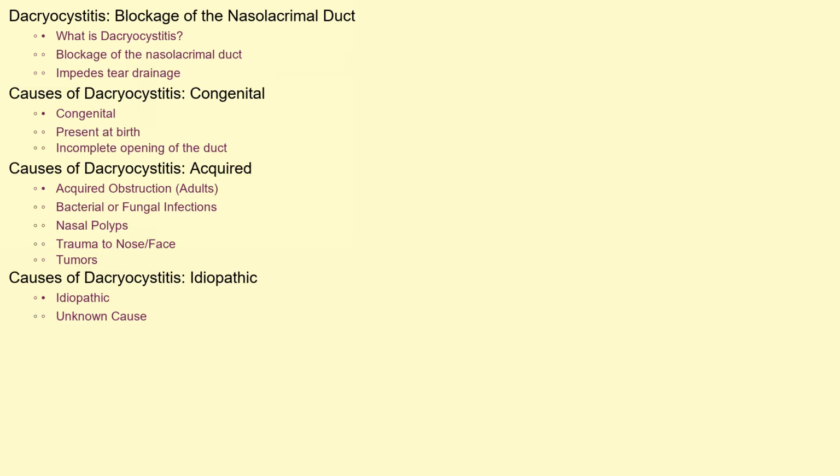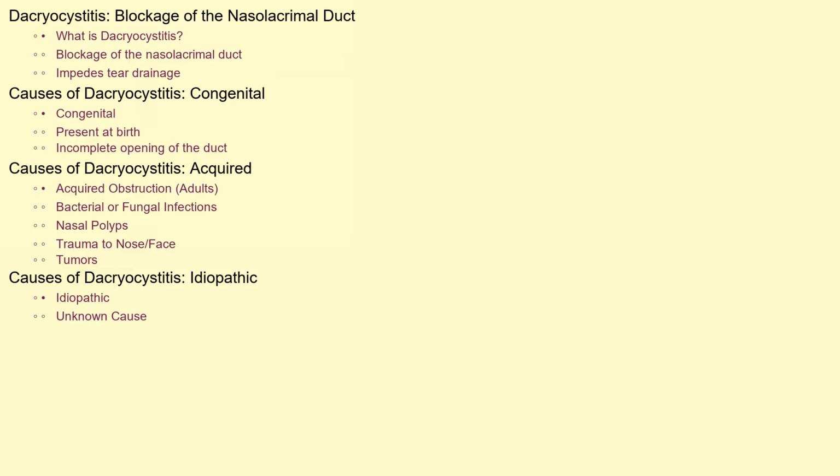Hello and welcome. Today we're diving into a condition that affects the eyes and tear drainage system, dacryocystitis. We'll explore what it is, what causes it, how it's diagnosed, and what can be done to treat it. So, let's get started. Dacryocystitis occurs when the nasolacrimal duct, the drainage pathway for tears, becomes blocked.